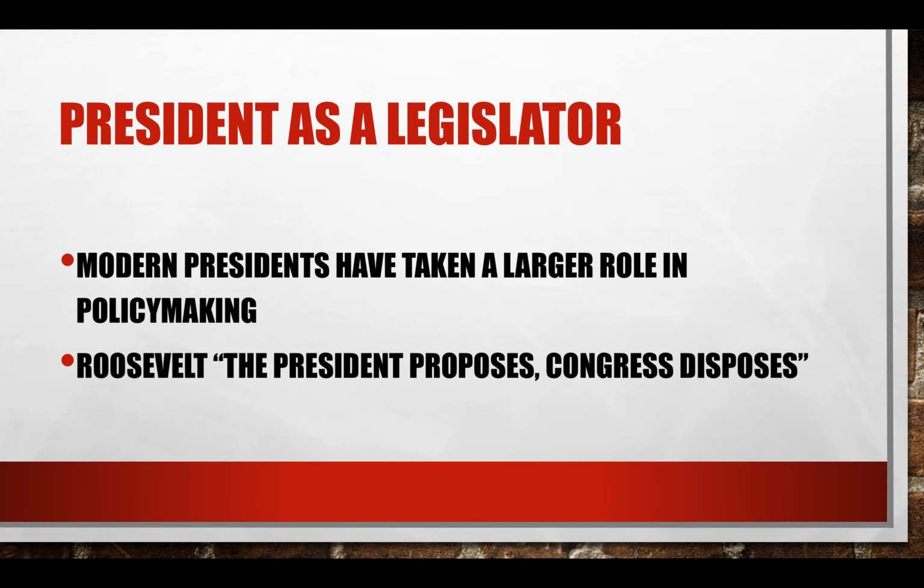Though the role of the president is to carry out the laws, not write them, modern presidents have taken a larger role in policymaking. President Franklin Roosevelt famously said, "The president proposes, Congress disposes." He was referring to the role of the president as someone who puts forth policy ideas for Congress to consider. Modern presidents put forward their policy ideas to the public during campaigns and bring them to Congress to consider. Sometimes they have the power to get their ideas passed, and sometimes they do not.